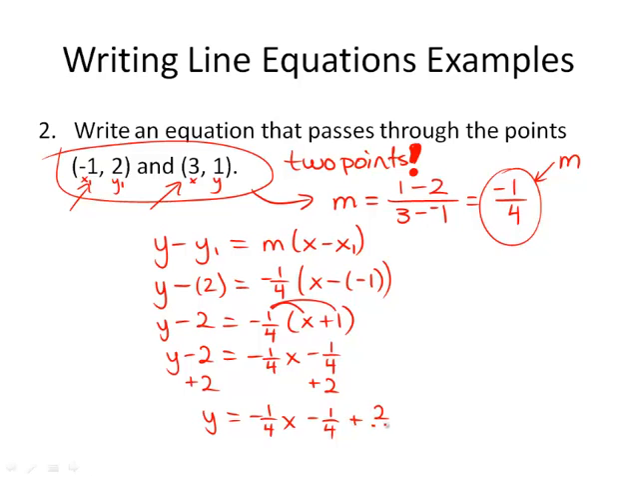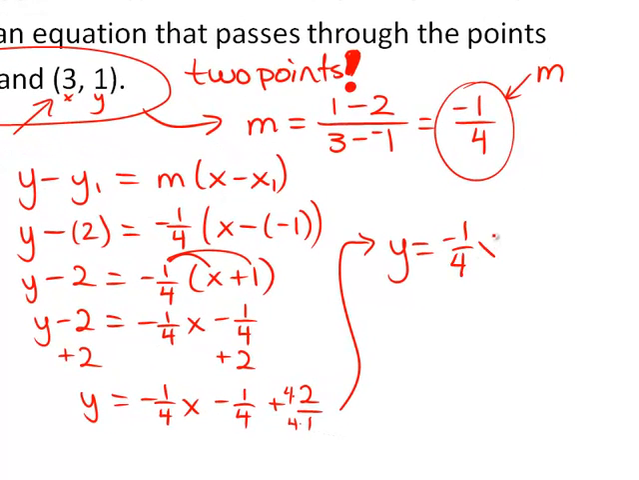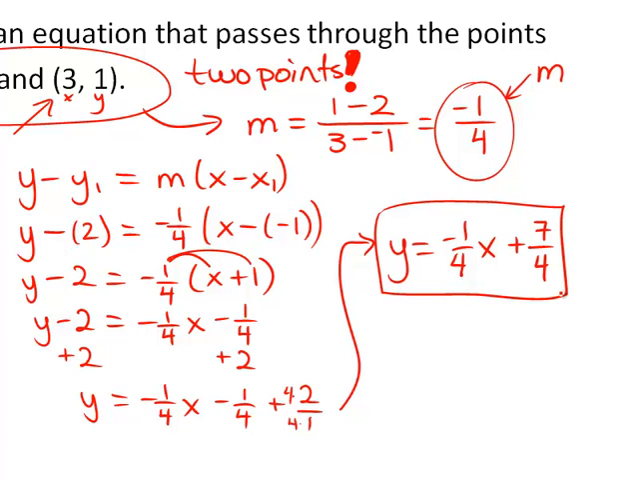However, 2 is 2 over 1. We need a common denominator to combine these fractions. So we're going to multiply by 4, giving us 8 over 4. So we've got y equals negative a quarter x, and we've really got negative 1 quarter plus 8 quarters. So that's 8 minus 1, which is positive 7 quarters. And that is perfectly fine. That is your line equation. Remember, you need to have y by itself in order to be in slope-intercept form.